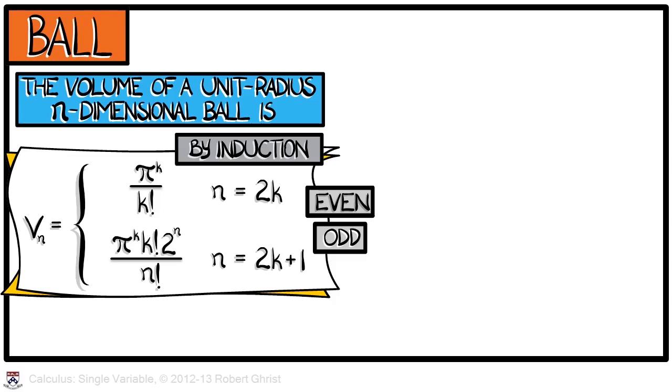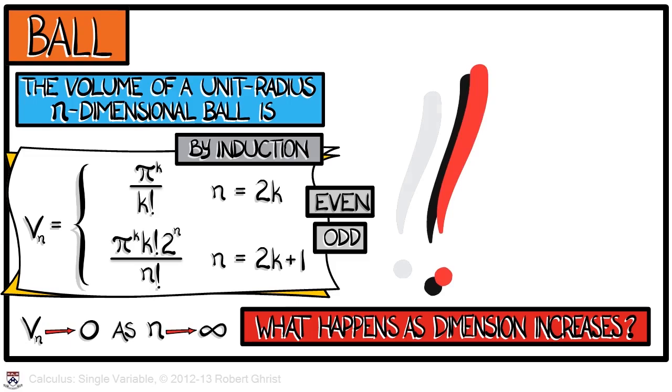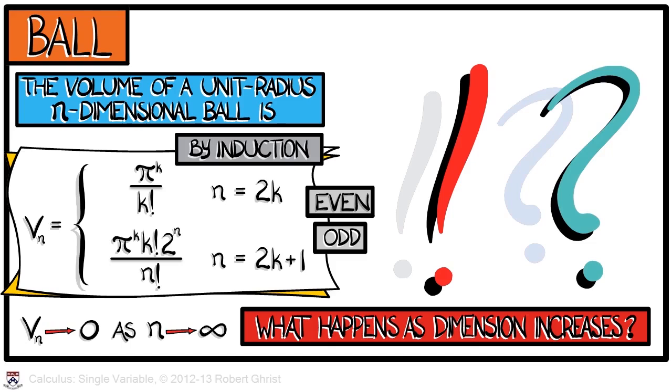But for now, the question I want you to consider is, what happens to the volume of the unit ball as the dimension increases? Well, let's see. n, and thus k, are getting bigger and bigger and bigger. But there's a factorial in the denominator. What happens then? This means that the volume does not get bigger as the dimension increases. In fact, the volume goes to 0 as dimension increases. And it goes to 0 rapidly, since factorials beat powers. This is cause for some alarm, for some puzzlement.